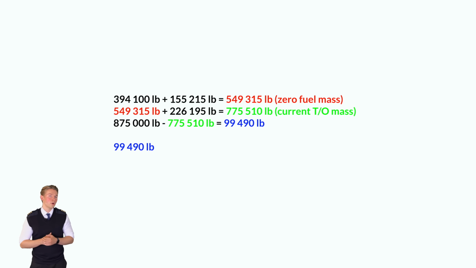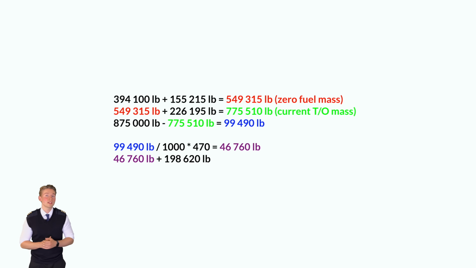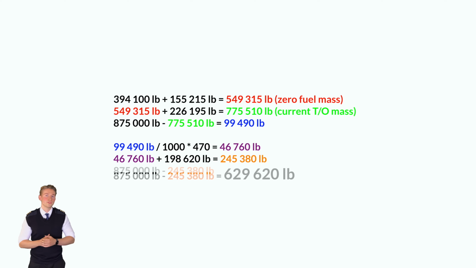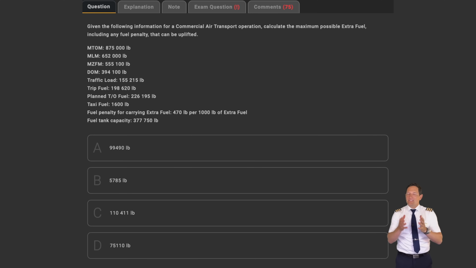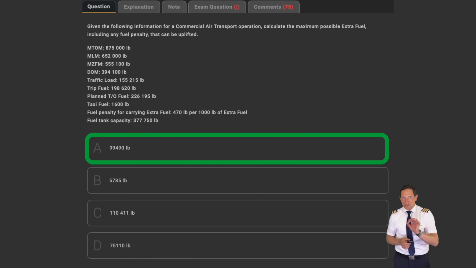So 99,490 divided by 1000 times 470 equals 46,760 pounds, plus our trip fuel results in 245,380 pounds. And subtract that from our maximum takeoff mass, which gives us the new landing weight of 629,620 pounds, which is lower than the stated maximum landing mass. Meaning we are takeoff mass limited on this flight and 99,490 pounds is the correct answer. But please double check with your maximum landing weight before logging in your answer.